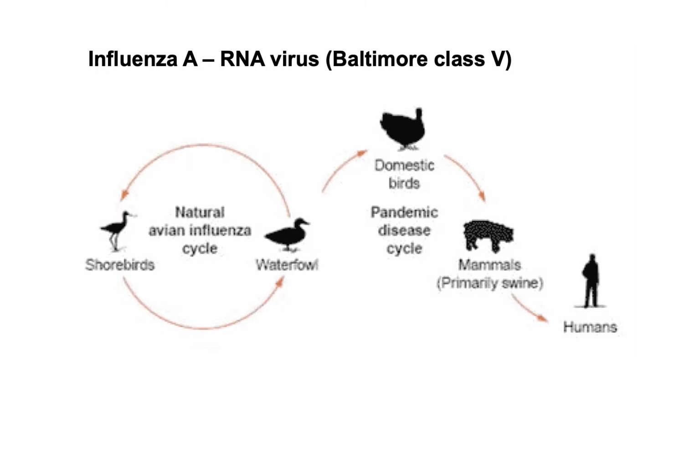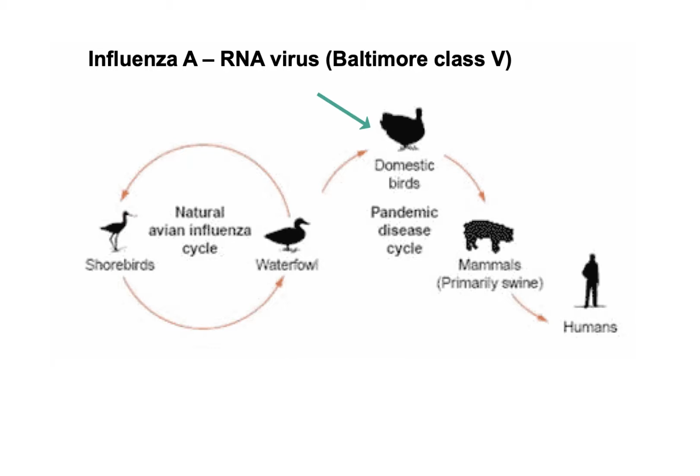It's in Baltimore class number 5, and you can find it in many shorebirds and waterfowl, and so those are natural reservoirs for influenza. And we already know that there are 18 what are called H types, for the hemagglutinin protein, and at least 11 neuraminidase types. So you put those together, and there are many, many different combinations of those.